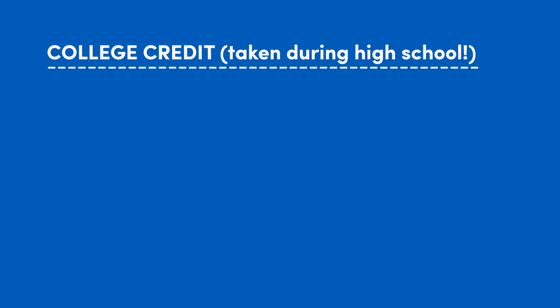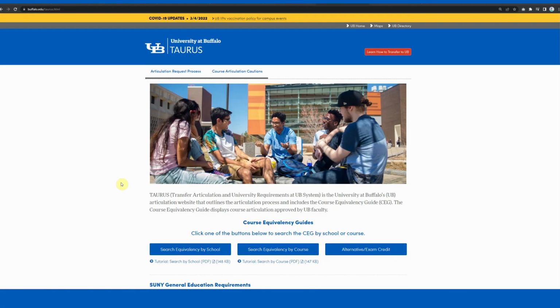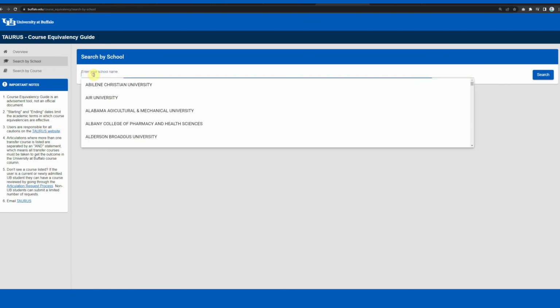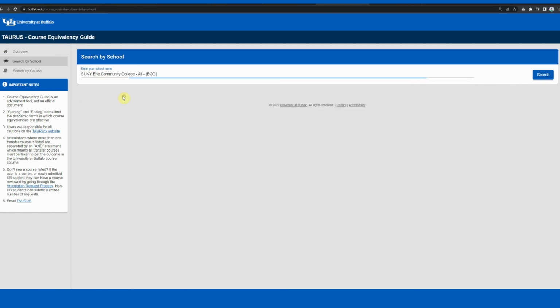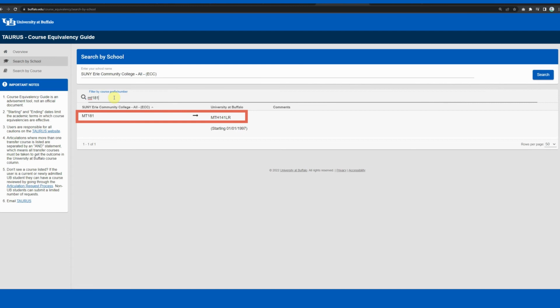As far as how college credit applies, it might equal a class here. We would head back to Taurus.buffalo.edu to see how classes articulate. We'd click on the first link, search equivalency by school, then search by school, and type in the name of the college. For this example, I'll put in Erie Community College. Let's say you took MT 181 at ECC. That class is equal to our Math 141. So put MT 181 on the data form.